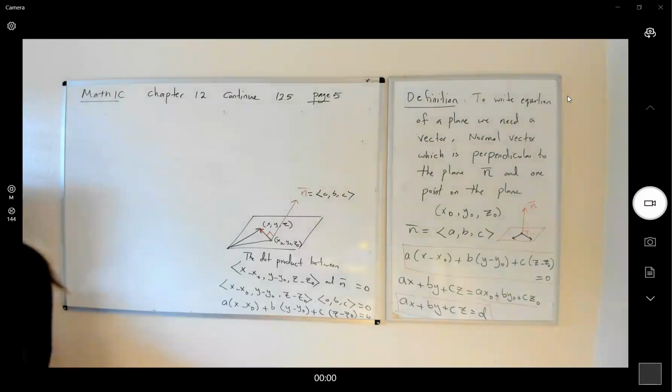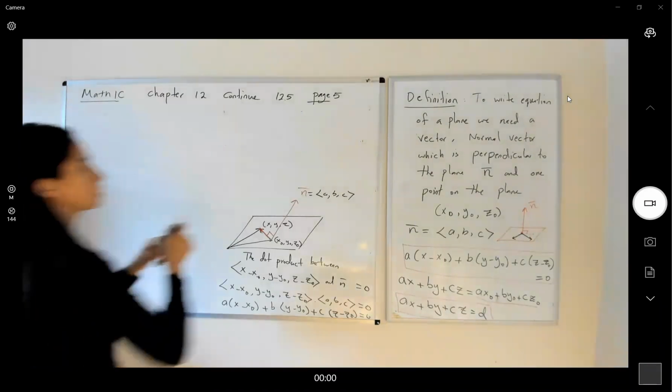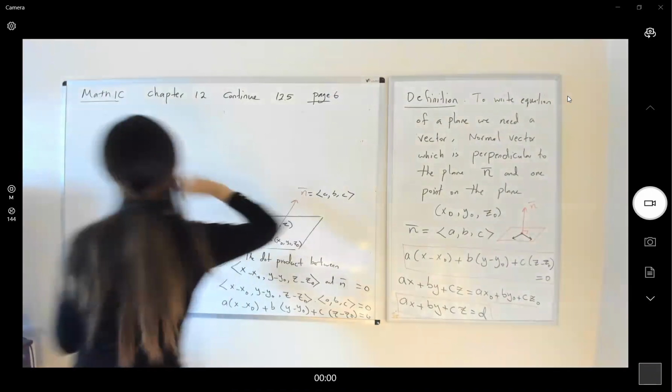Okay, let us go over one example together, see what's going on here. Now on page 6. Example.